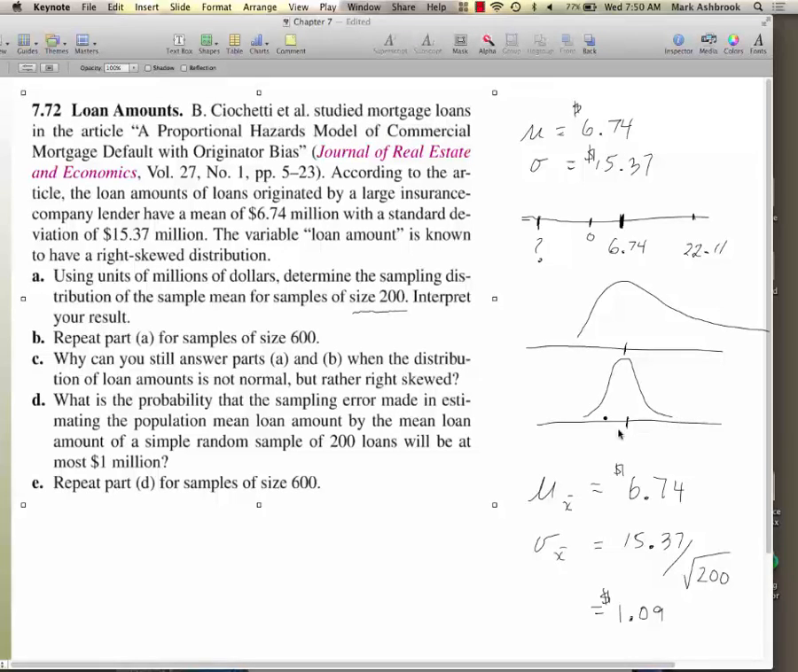So if this is our distribution here, maybe this is 2 standard deviations right here. So there's 1 standard deviation away. And so this is our 6.74 plus 1.09 plus another 1.09, minus 1.09, minus another 1.09. Okay? So we're going to take one random sample, find its mean, and we want the sampling error to be at most 1 million. So what is the approach, or what are we going to be solving here? What are we going to be doing to answer that question?